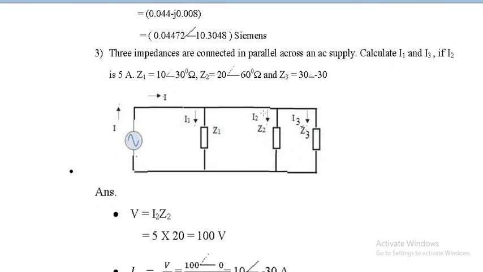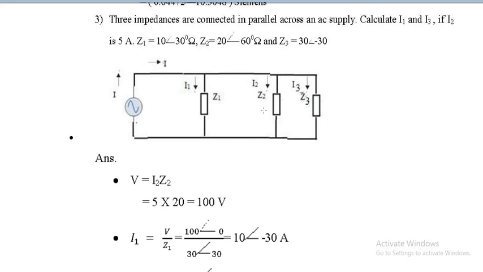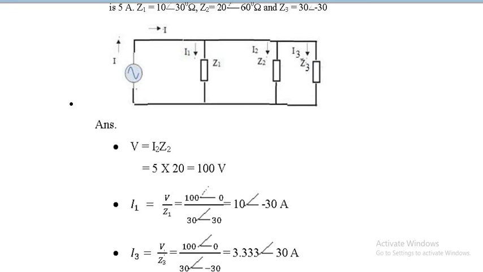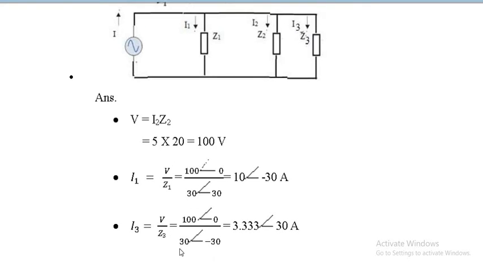The next question is, three impedances are connected in parallel across an AC supply. You have to calculate I1 and I3, and I2 is given as 5 amperes. Z1 is given to you, Z2 is given to you, and Z3 is given to you. Since one current is given, you can find the voltage as I2 Z2. Once you find this voltage, the respective currents can be found as V by Z1 and V by Z3. That's all.